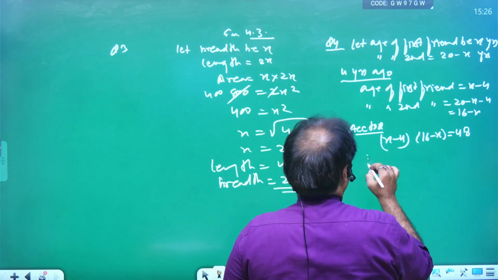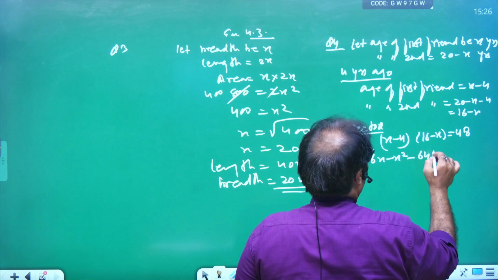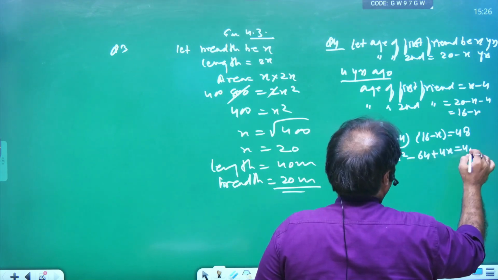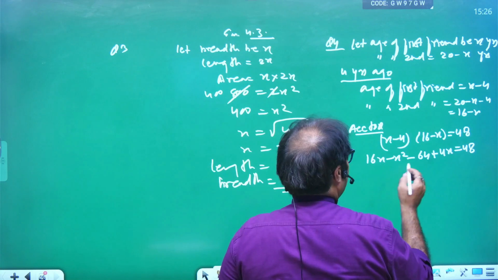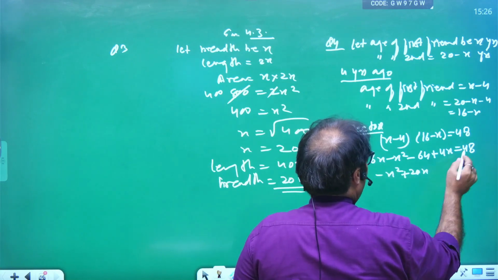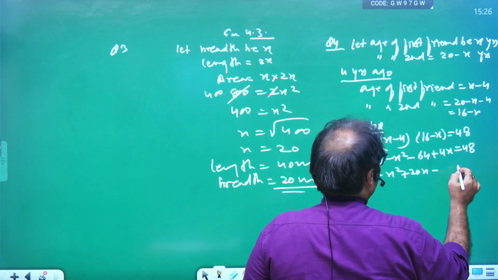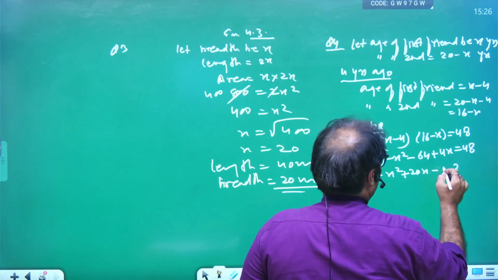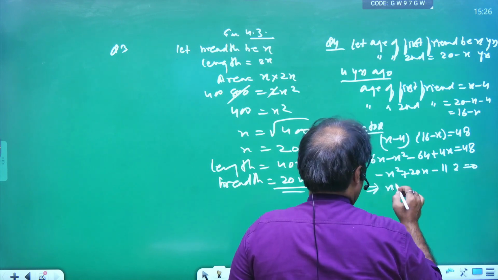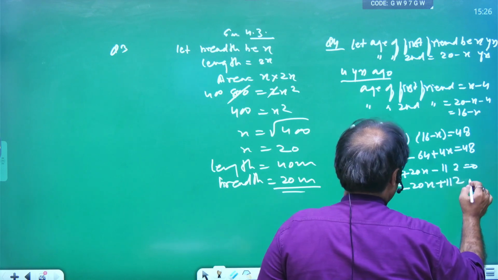Now open it. So 16x minus x square minus 64, and minus minus plus 4x, is equal to 48. So finally it is minus x square plus 20x minus 64 minus 48, that is minus 112, is equal to 0. So this implies that x square minus 20x plus 112 is 0.